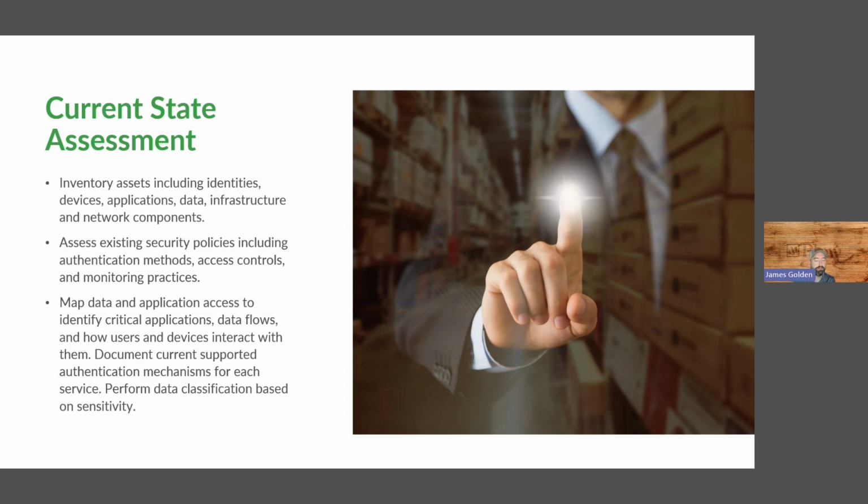If you remember the pillars of that zero trust model, that's why it's going back to that, because we're looking at what you currently have and how you're approaching security around those. So for example, do you have MFA already rolled out? Are you already doing network segmentation, et cetera? We also assess existing security policies, including the authentication methods for each one of those services that's been identified, as well as the access control and monitoring practices that are currently in production.